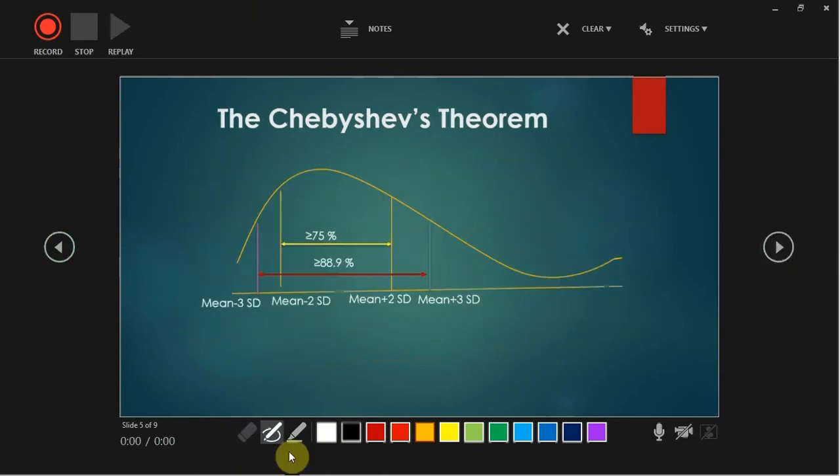It can also be explained with the help of a graph. This range is mean plus minus 2 standard deviations, and this range is mean plus minus 3 standard deviations. So at least 75% of the observations are covered by mean plus minus 2 standard deviations, and at least 88.9% of the observations are covered by this mean plus minus 3 standard deviations range.